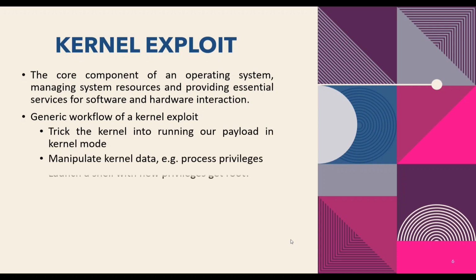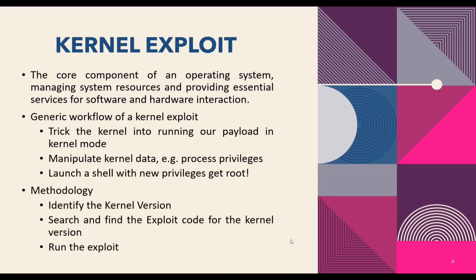So here is our first technique, the kernel exploit. The kernel in a Linux system manages the communication between components such as memory and any application that is currently running on our system. This is a critical function which requires special privileges, mostly root user privileges. If we are able to exploit it, then we can elevate the privileges. Here is a simple workflow of the kernel exploit. Basically, we trick the kernel into running our payload in kernel mode and manipulate the kernel data. If we are able to do so, then the kernel will launch a shell with root privileges.